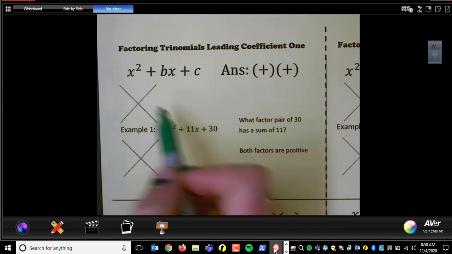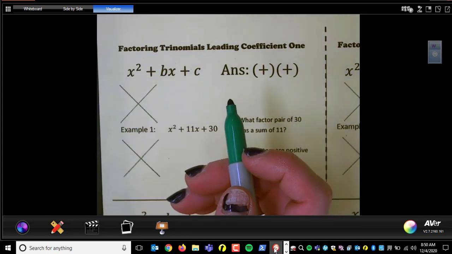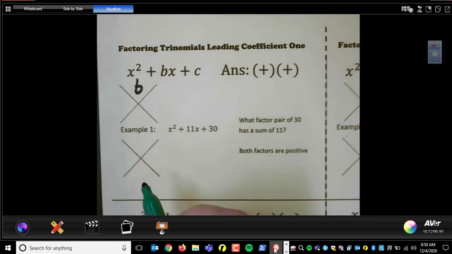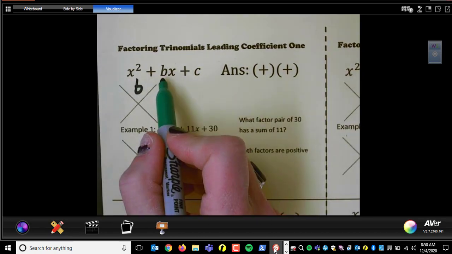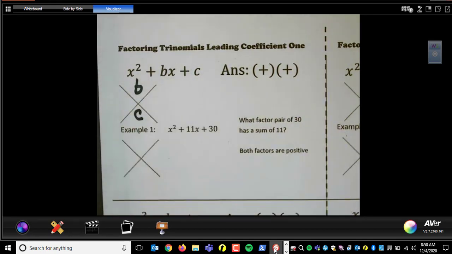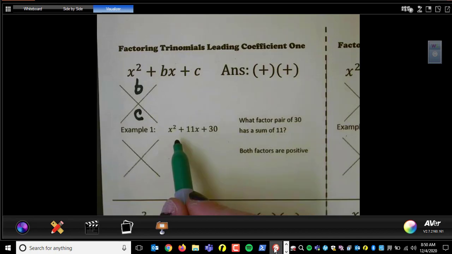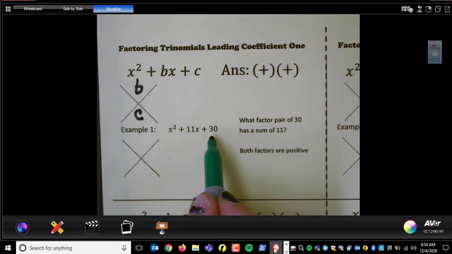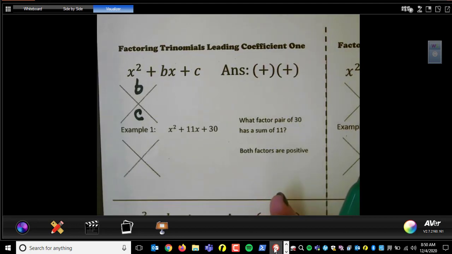So the first thing we're going to do is figure out, well, where does everything go? The b is going to go on top. That is going to be your coefficient of the middle term. C is the constant. We're going to put that on the bottom. Now here's an example of a trinomial, x squared plus 11x plus 30. So the goal here is to figure out the product sum for this one and then to put them into 2 binomials.